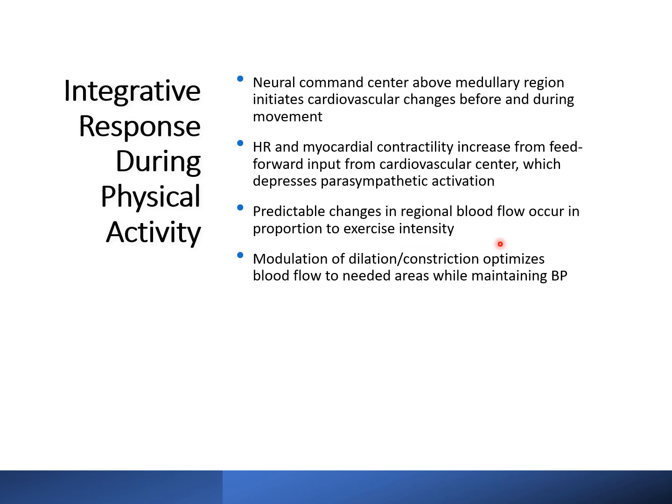There are predictable changes in the regional blood flow that occur in proportion to exercise intensity. So there are certain regions that are going to get more blood flow when you're doing more intense exercise, and there are certain areas that get less blood flow when you're doing more intense exercise, like your digestive system. The modulation of dilation and constriction optimizes blood flow to needed areas while maintaining blood pressure. Okay, so that's what we talked about in chapter 15, where your arteries will stretch and accommodate that extra blood flow so that you're not getting a massive spike in blood pressure, and it can be regulated well as you continue to exercise more intensely.